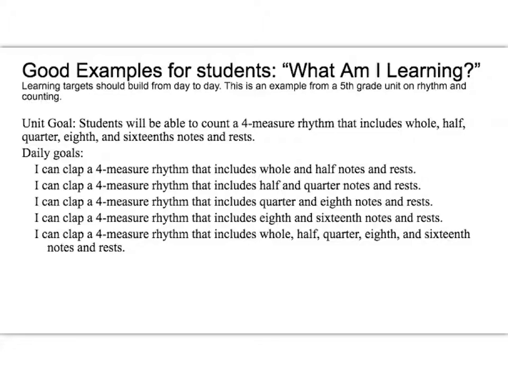This is another example, except this time in elementary music. So the unit goal is students will be able to count a 4-measure rhythm that includes whole, half, quarter, eighth, and 16th notes and rests. But we break that goal down day by day.